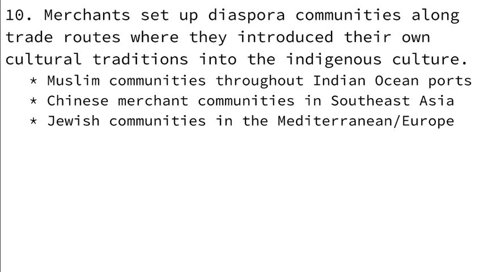So a lot of Islamic or Arabic merchants are going to leave Arabia. They're going to settle in India, settle in East Africa, settle in Southeast Asia, and wherever they go, they're going to live together. They're going to marry into the local population, blend into the local population, and introduce their culture to the local culture. So we see Muslims living in port cities all over the Indian Ocean. We're going to see Jewish communities all over the Mediterranean. We're going to see a lot of Chinese in Southeast Asia.